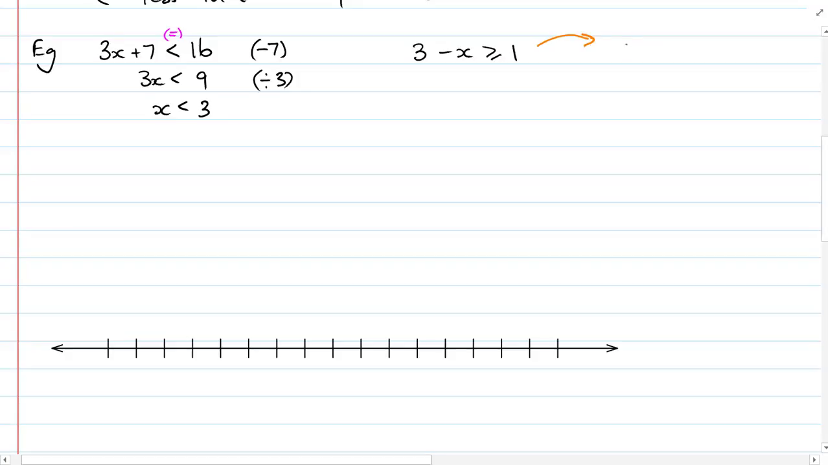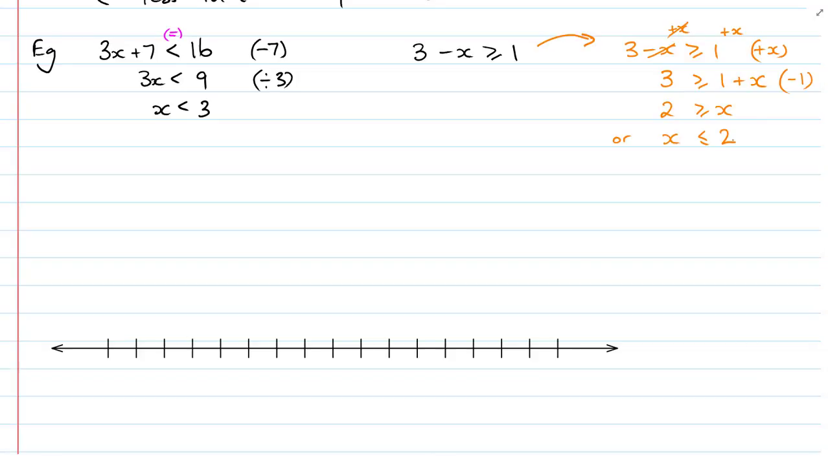So let's imagine that I had 3 minus x is greater than or equal to 1. The first thing I did was add x to both sides. So this means I'm essentially adding x here and adding x here, which in turn cancels those x's out, leaving me 3 is greater than or equal to 1 plus x. Then I subtract 1, and that leaves me with 2 is greater than or equal to x, or x is less than or equal to 2. So if 2 is greater than or equal to x, then x must be less than or equal to 2.